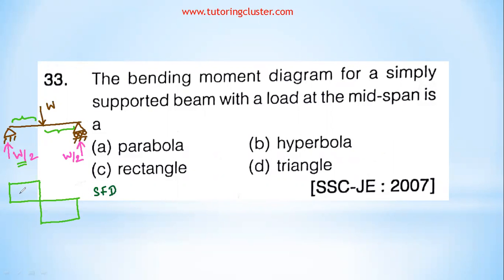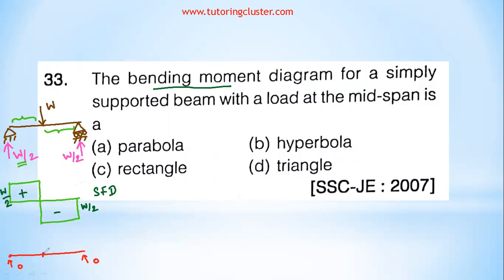Okay. So this will be positive. This will be of negative nature. Okay. And what is the magnitude? This is W by 2 and this is W by 2. But what have they asked you? Bending moment. So let us construct the bending moment. Okay. Now, bending moment at the support will be 0, right? So here it will be 0 and here it will be 0, right?